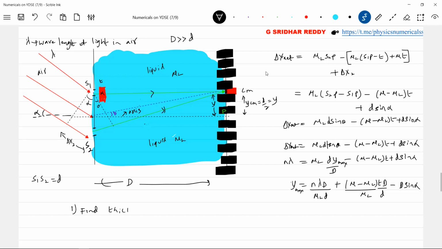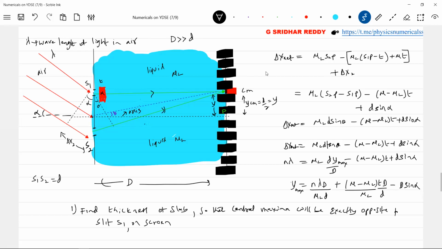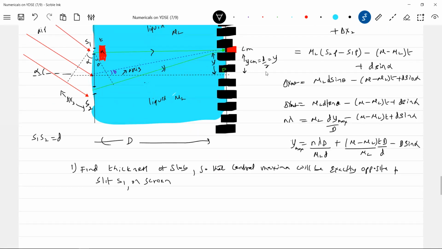Find the thickness of the slab so that the central maxima will be exactly opposite to slit S1 on the screen. What shall we do? This y max should be equal to d by 2 and n should be 0. That we have to substitute in the above equation.